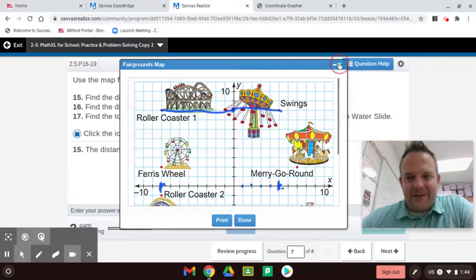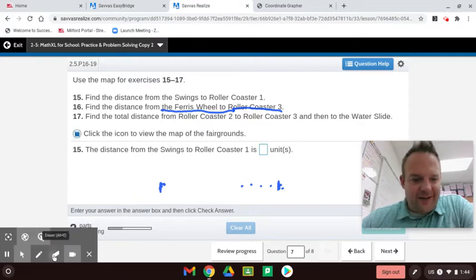So I hate all these switching of windows. I don't really hate anything, but it's just a little annoying.